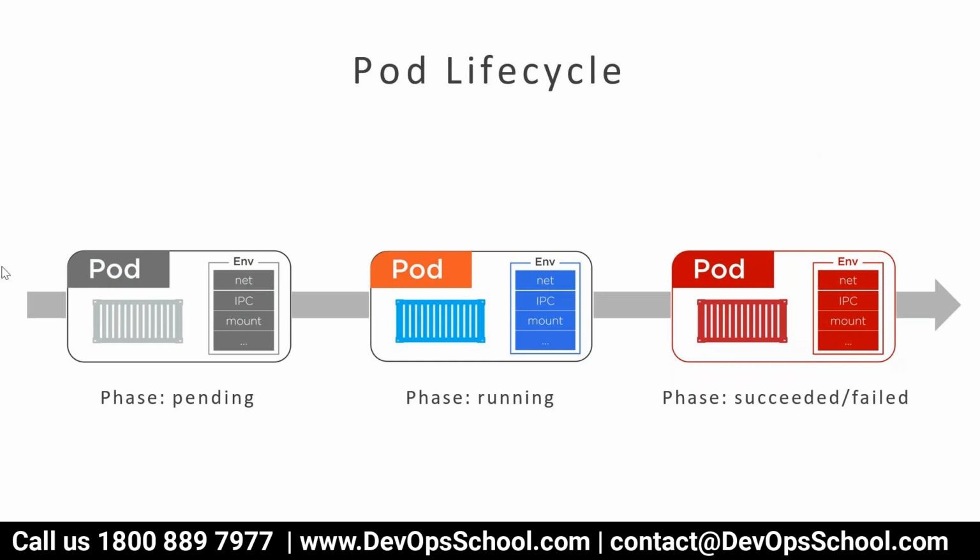If a pod is pending, the containers are not yet running inside the pod. That's the reason it's in pending. Once the container is running inside the pod, that's the reason it's running. And when the container completes its work, it can be succeeded or failed. So these are the life cycle of the pod.